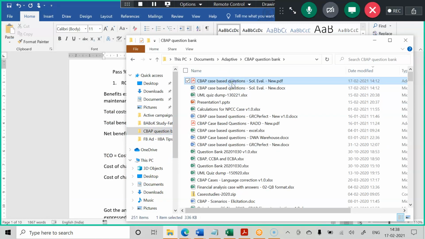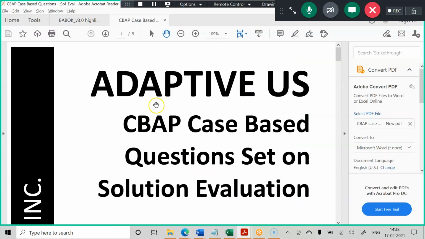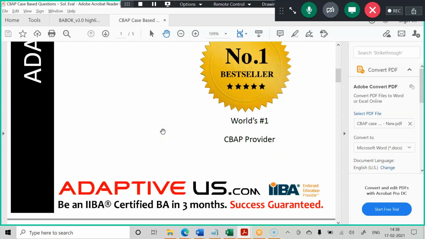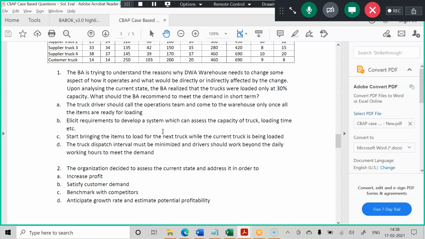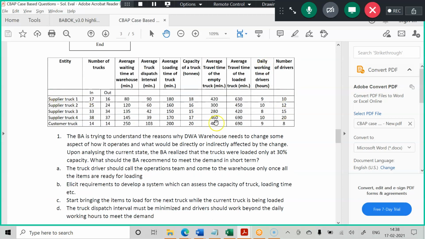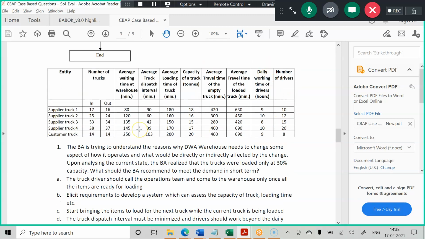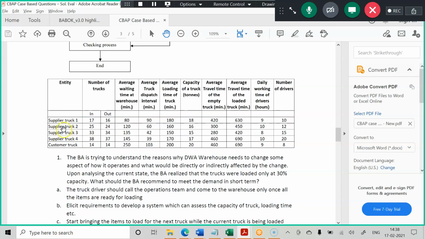It's a new case based on financial solution evaluation. There was just this one particular question, but there were questions on some small calculations, like you would be given a table like this. It's like a warehouse problem. So there was a table like this with average waiting time, a lot of numbers. What we would typically do is start searching for answers in this table.